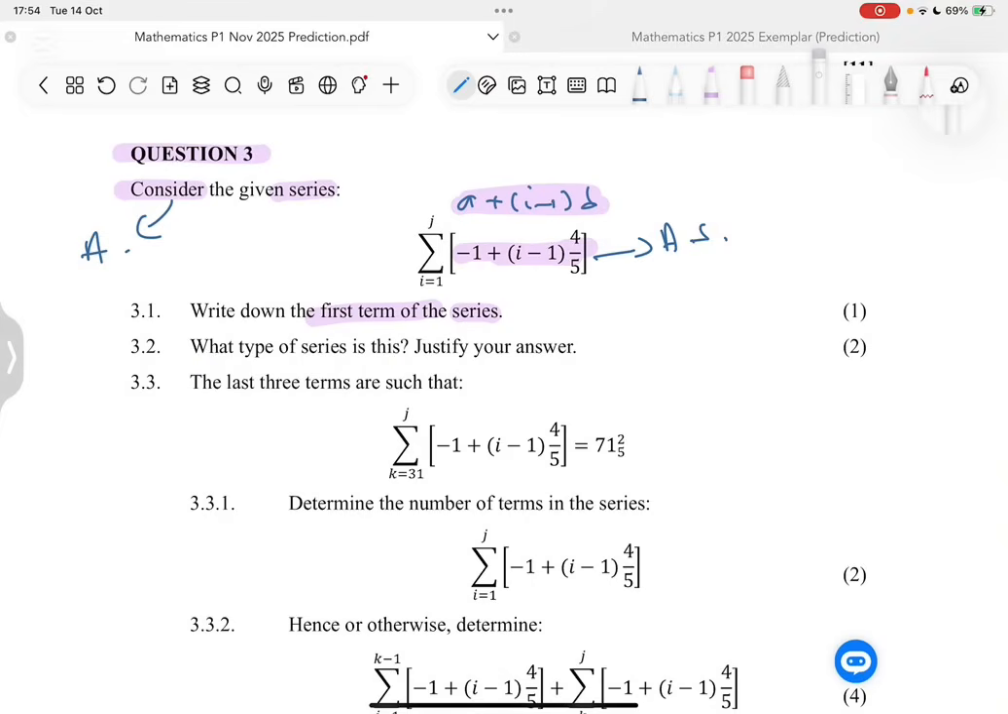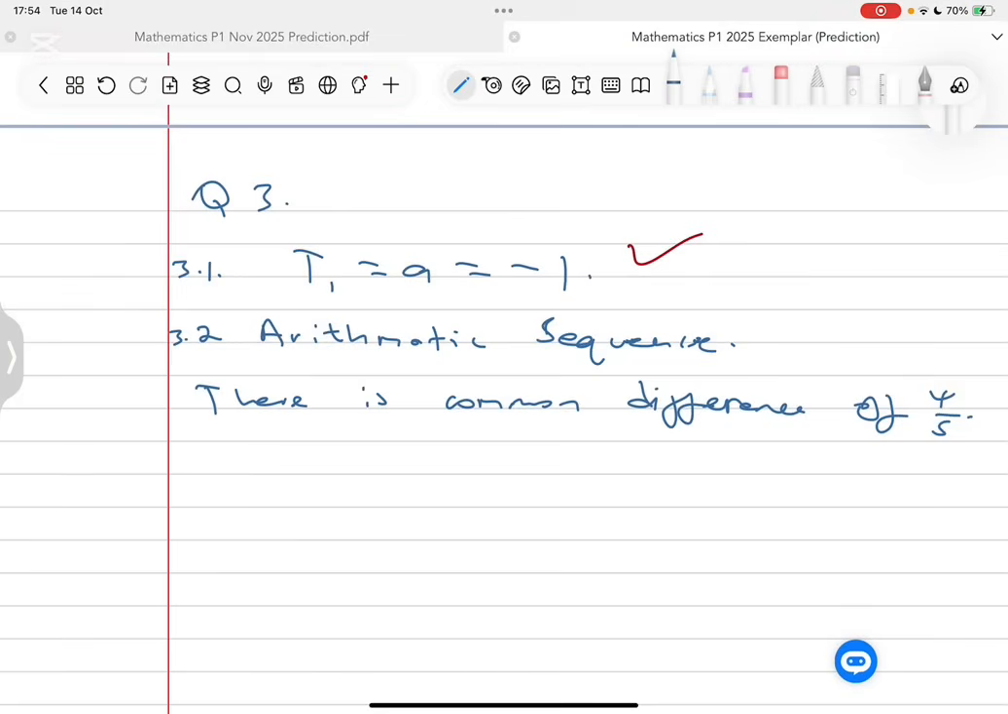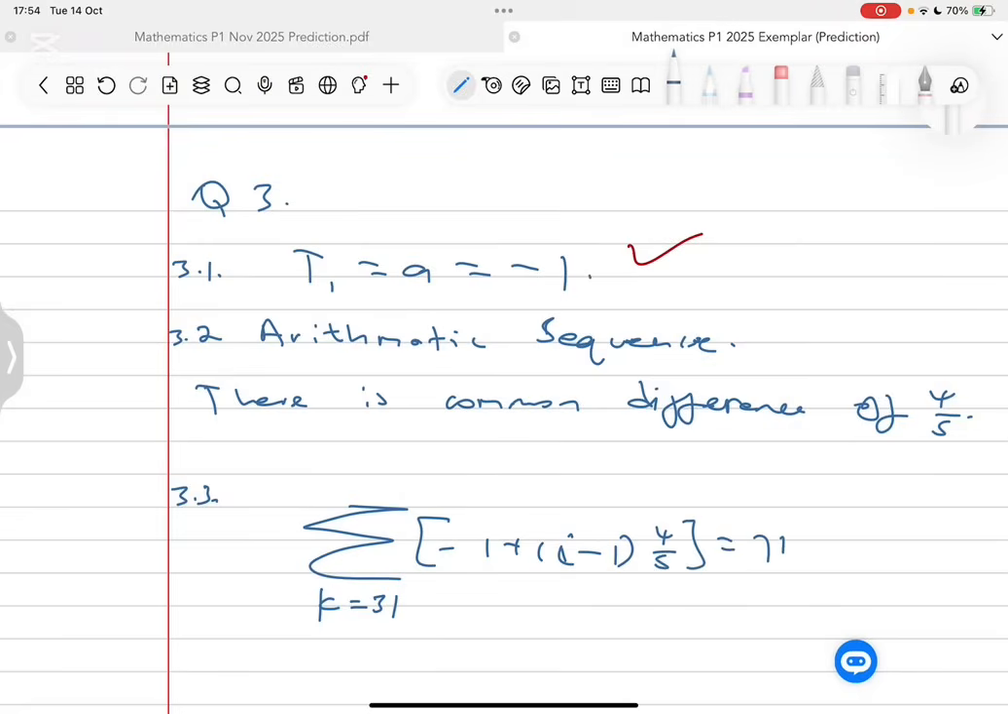So what I'm going to say in this question is that if we look at 3.3, we have a sigma notation where, if we are on term 33 and we add the terms there, we end up with the sum to be 71.71 over 2 over 5, and this ends at j.